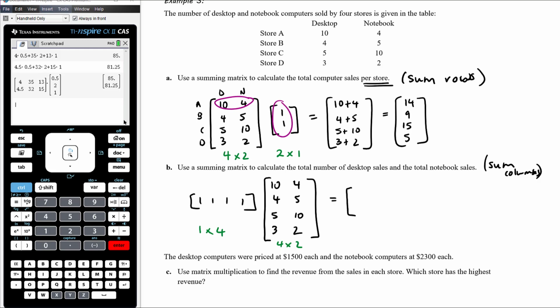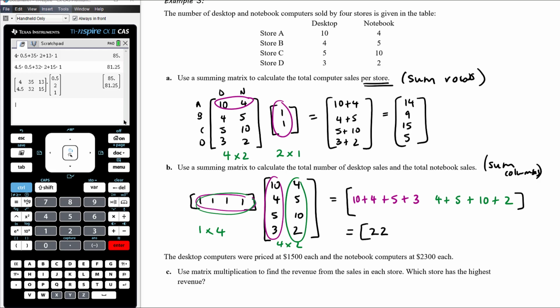And the first number will come from doing the only row times the left column. That will be 1 times 10 plus 1 times 4 plus 1 times 5 plus 1 times 3. And then the only row times the right column will be 1 times 4 plus 1 times 5 plus 1 times 10 plus 1 times 2. And so we are adding the columns, giving 22 and 21. So remember they were desktops and notebooks, so 22 desktops were sold across the 4 stores and 21 notebooks were sold.